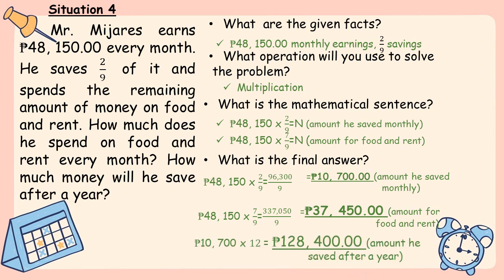So, multiplying the amount that he saved monthly, which is 10,700 times 12, which is 12 months in a year, Mr. Mijares saves 128,400 pesos after a year.